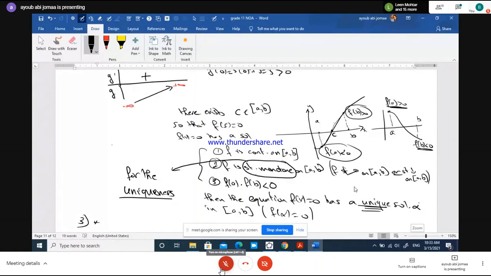So I have a solution for f of x equal to 0. The function here is decreasing from positive to negative, then again it should pass by 0 at a certain point between a and b. Okay?